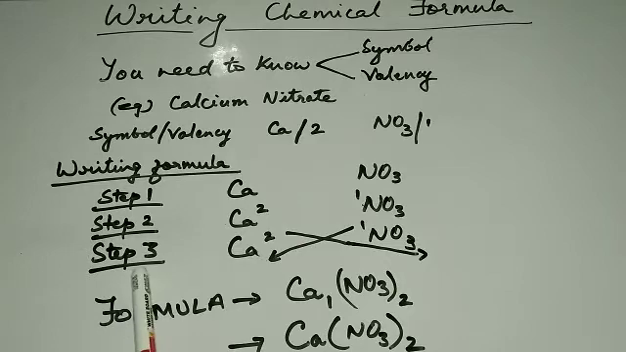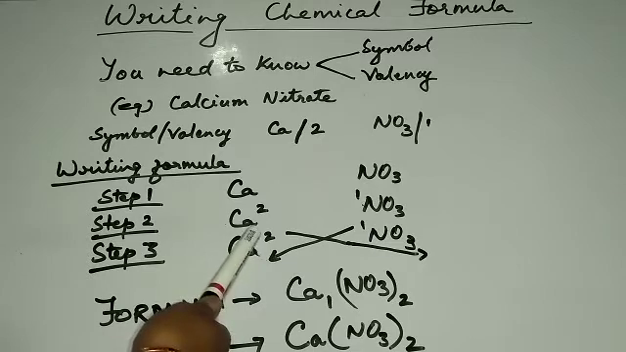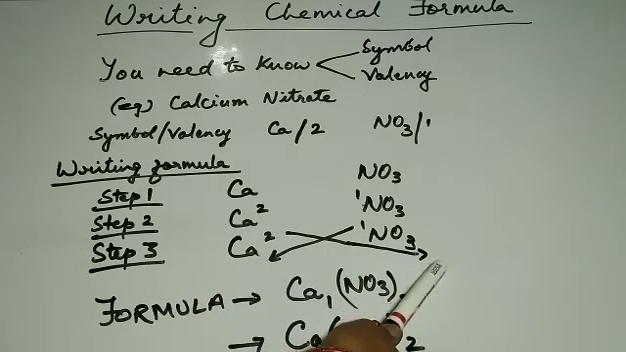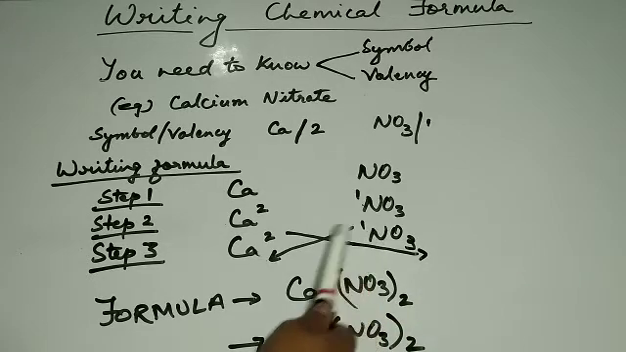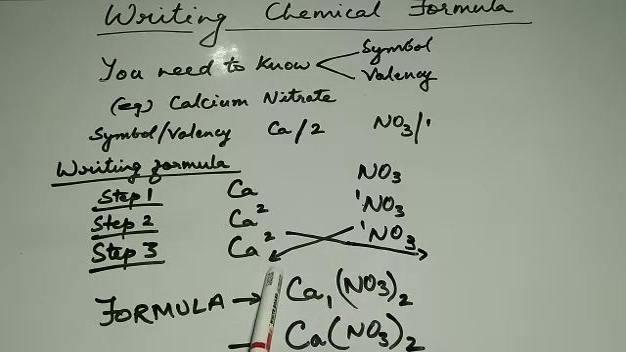In the third step these valencies are crisscrossed and they are brought down in the form of the subscript. So the valency of calcium is brought down with nitrate as the subscript, and the valency of nitrate is brought down here along with calcium as the subscript. So the formula is going to become Ca1, this 1 is the valency of NO3 which has come here, NO3 2, this 2 is the valency of calcium that has come down here.